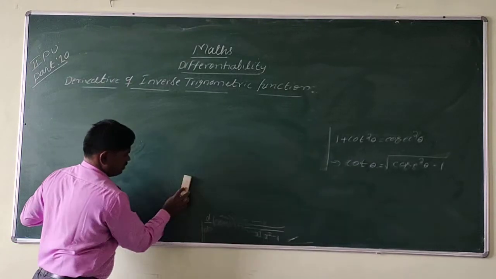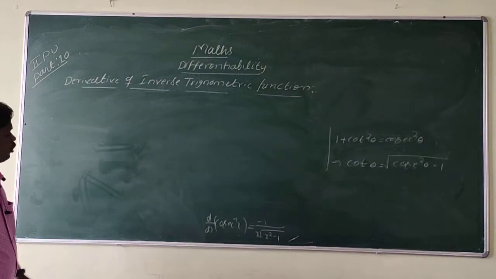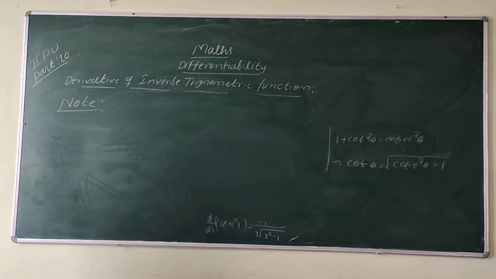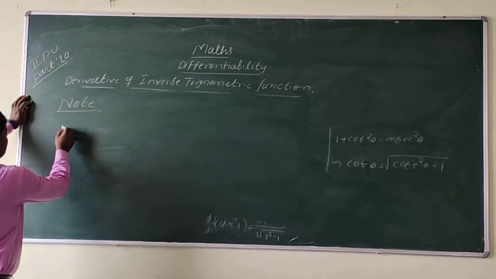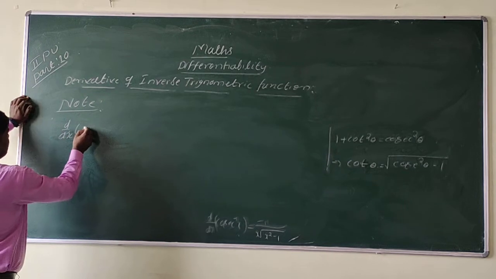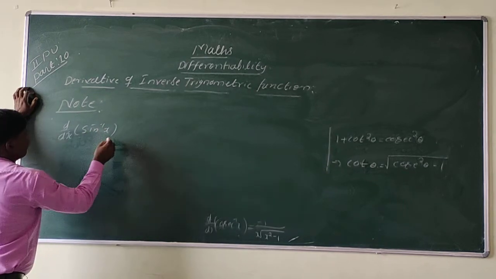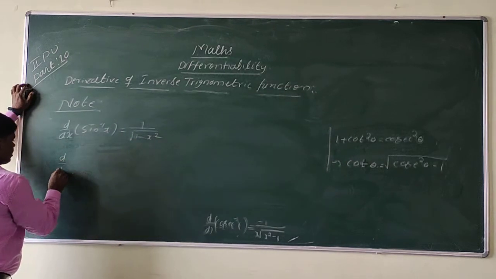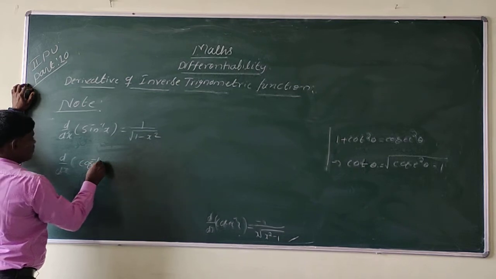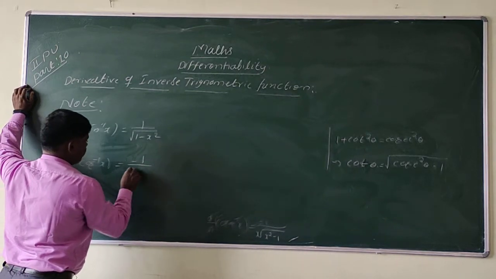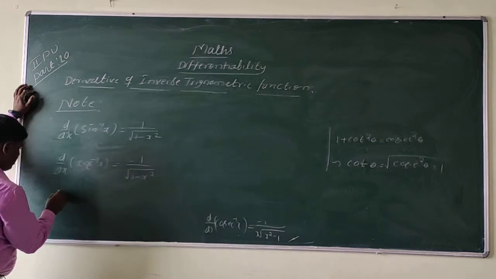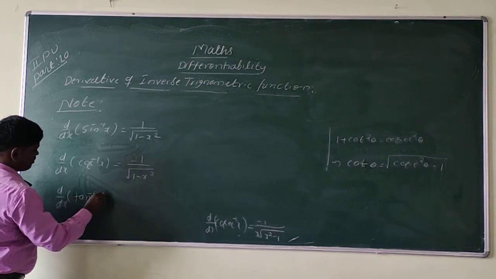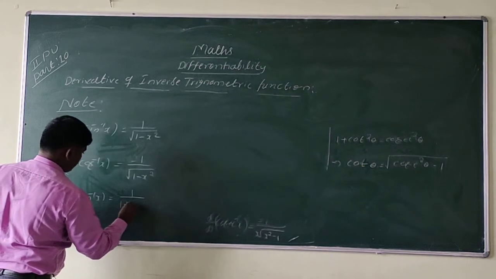Note down these formulas. These are the standard formulas. d by dx of sine inverse of x is 1 by root of 1 minus x square. d by dx of cos inverse of x is minus 1 by root of 1 minus x square. d by dx of tan inverse of x is 1 by 1 plus x square.